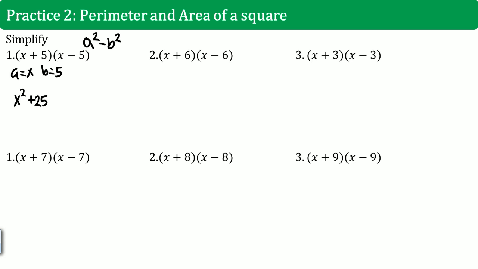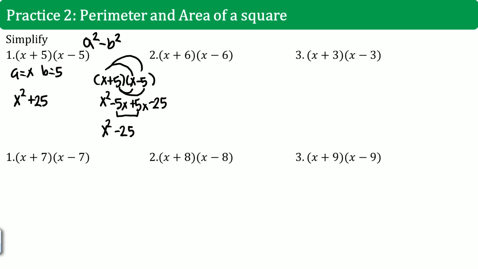If you want to see it the long way, let me show you. x plus 5, x minus 5. Distribute: x times x gets you x squared. x times negative 5 gets you negative 5x. 5 times x gets you 5x. 5 times negative 5 is negative 25. Notice these two cancel out. You just get x squared minus 25. See? Exactly like that. Why did I have a plus here? It should be a minus. Okay, it's a minus, right?